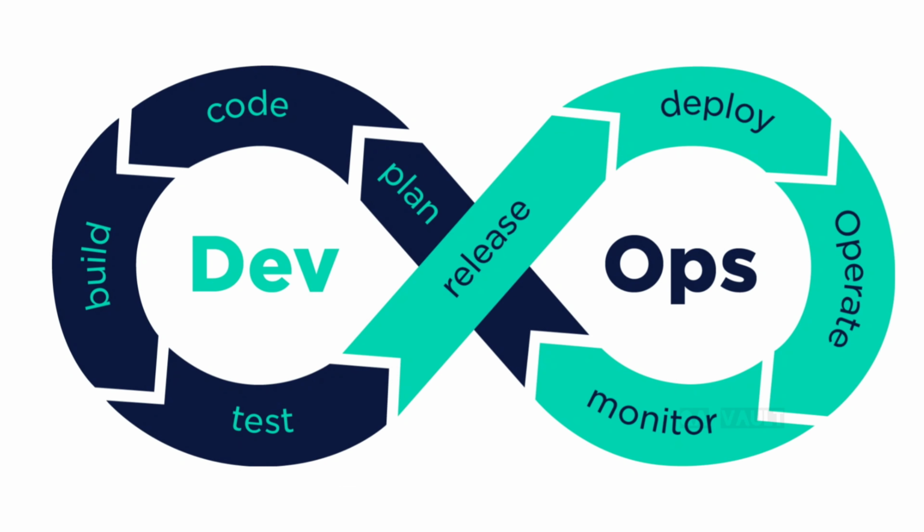As shown here, the DevOps lifecycle forms an infinite loop. Each stage, from planning to monitoring, continuously feeds back into the next for ongoing delivery and improvement.